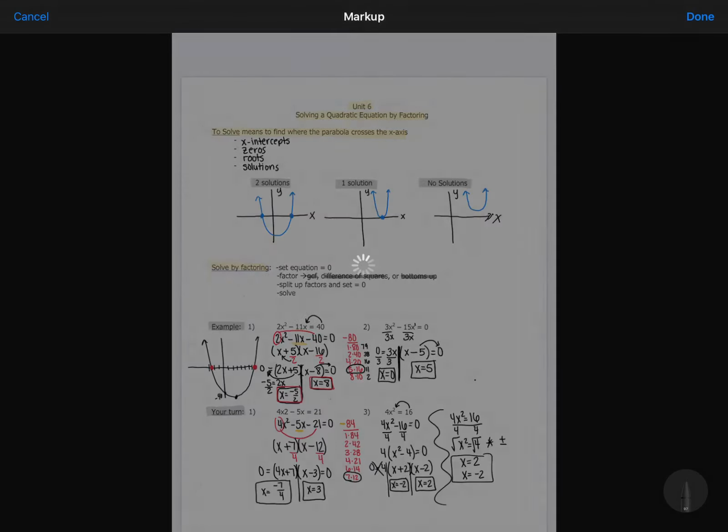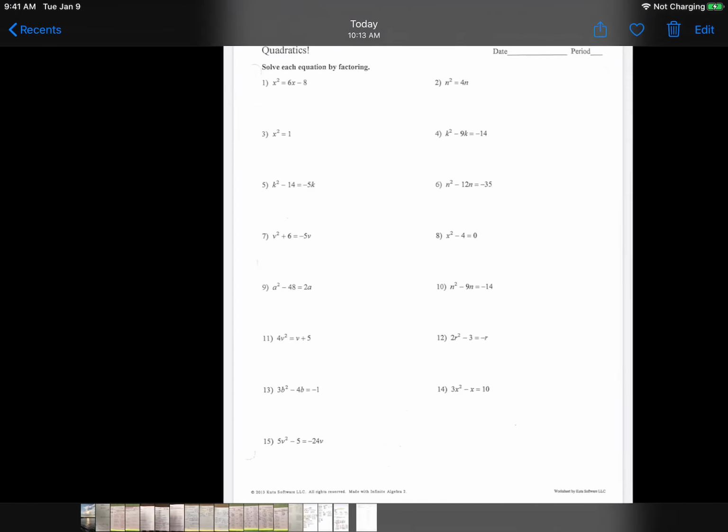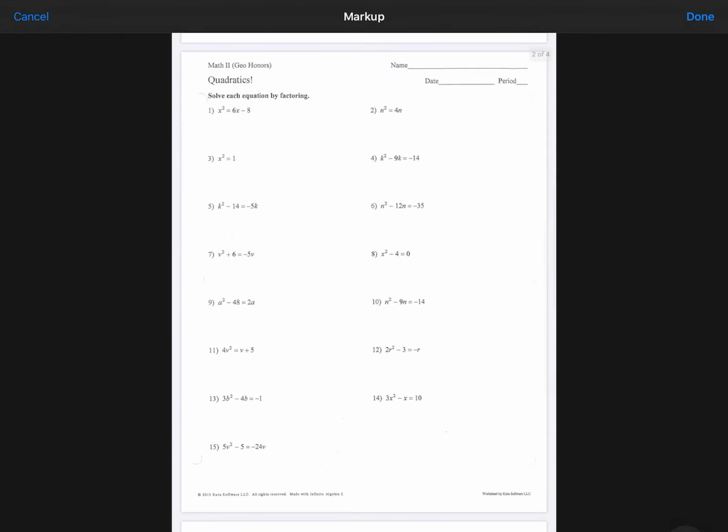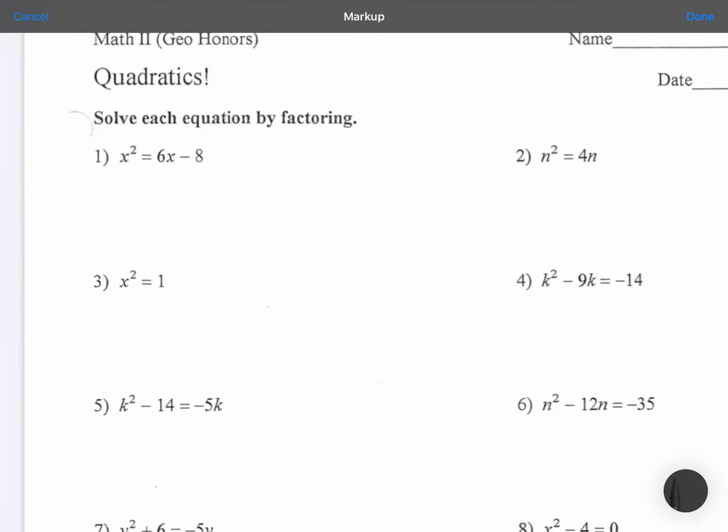All right, let's take a look at some more examples. If you flip your paper over, I believe there are whole bunches here. All right, so number 1, we're going to solve each equation by factoring. Number 1's not set equal to 0, but I do like my x squared to be positive. So when I rewrite this, I would say x squared minus 6x plus 8. Because when you move over the equal sign, 6 becomes negative and 8 becomes positive.